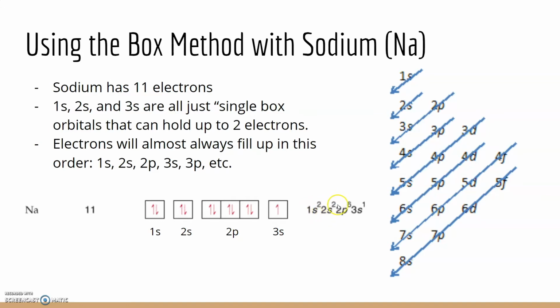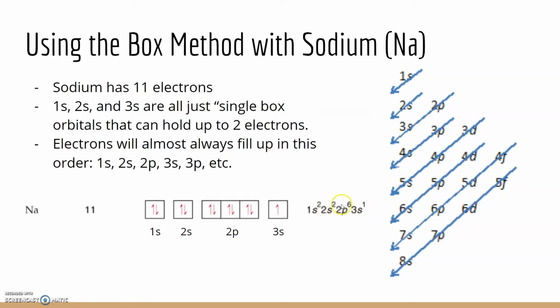2s2. Once again, this 2 at the top here represents the amount of electrons you can fill. 2p6, the 6 represents the maximum amount of electrons you can fill in the p orbital, and then 3s1 just shows that you put 1 electron in the 3s orbital.